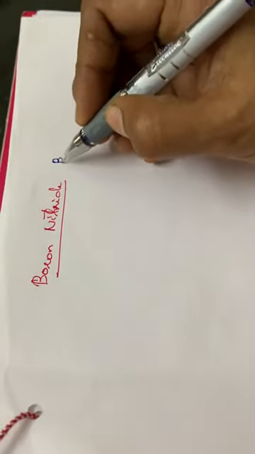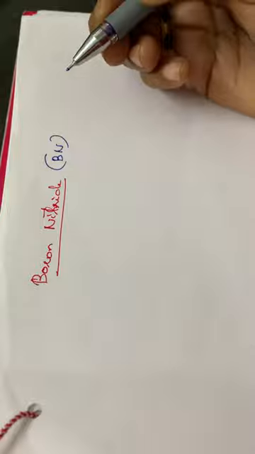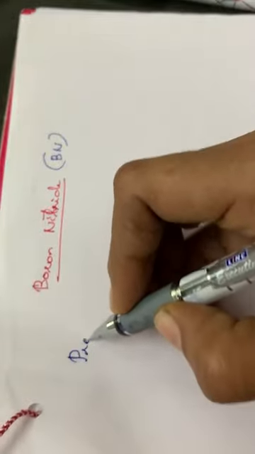So next topic, that is boron nitride. First of all, the formula for boron nitride is BN. Okay, and first we can go through the preparation of boron nitride.